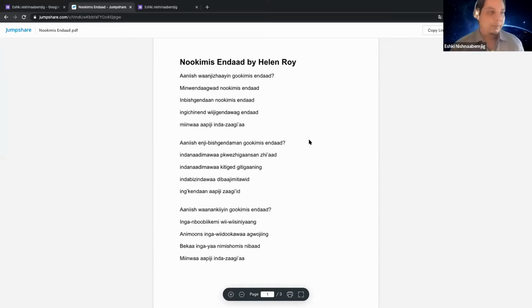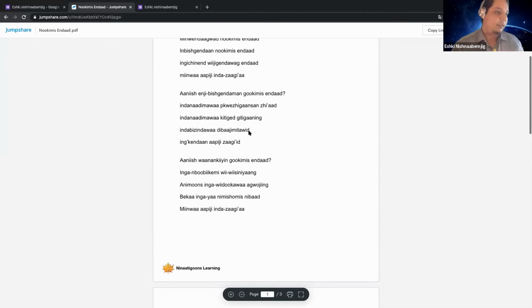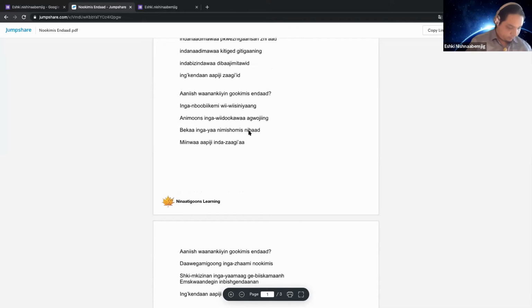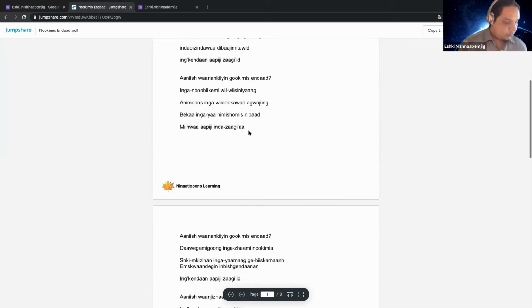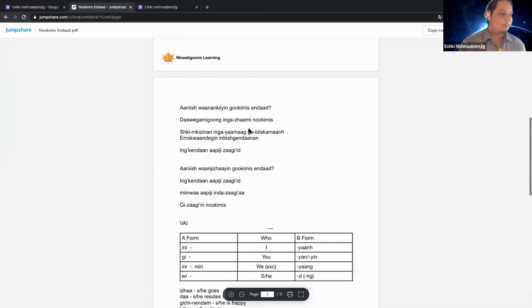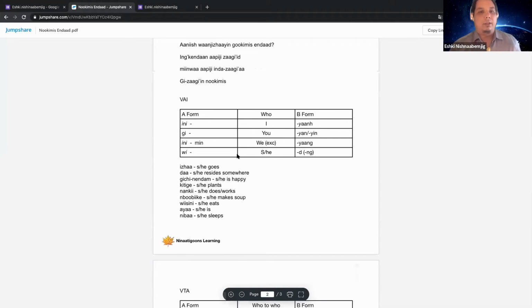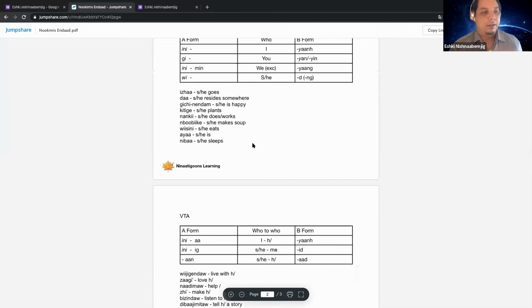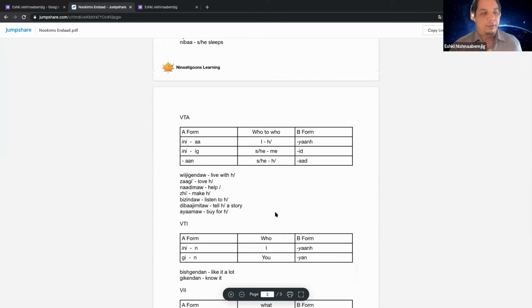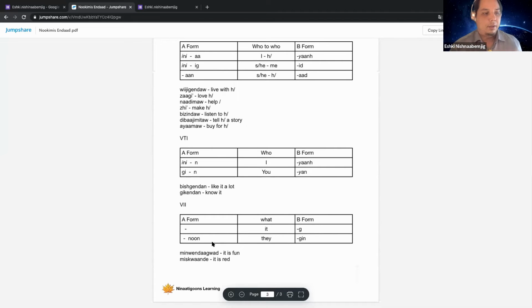So this is the document y'all got on JumpShare. It's the song. And at the bottom, you have all the conjugations plus all the verbs that go with this song. We're gonna translate it later.